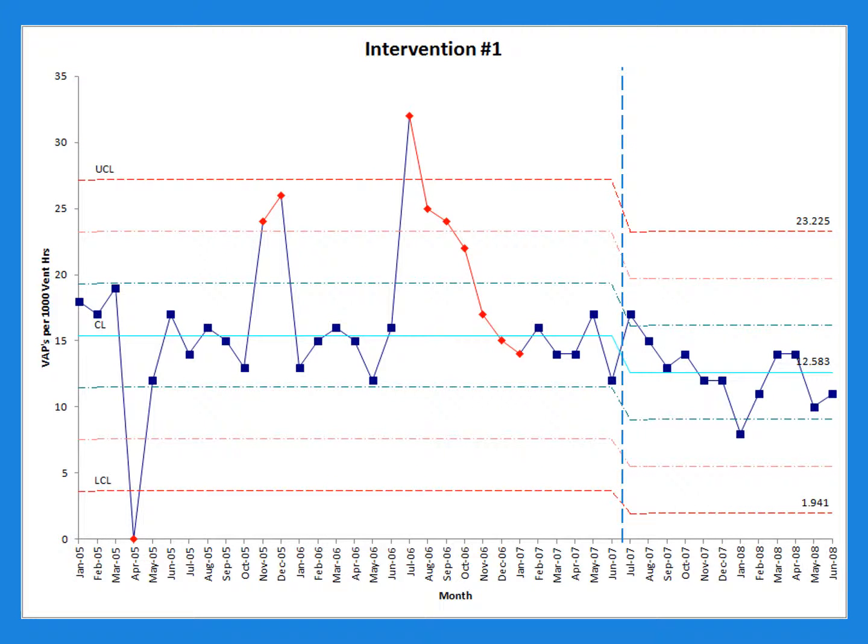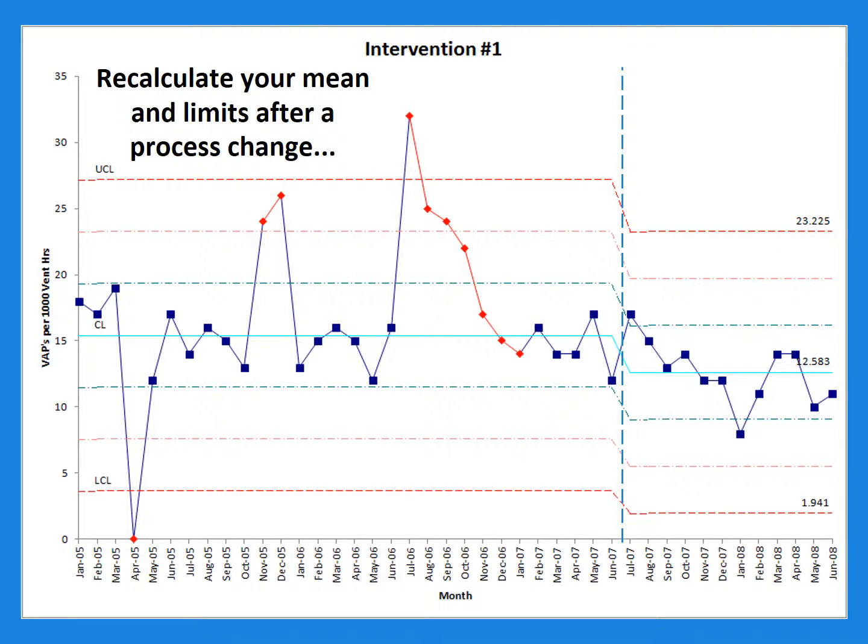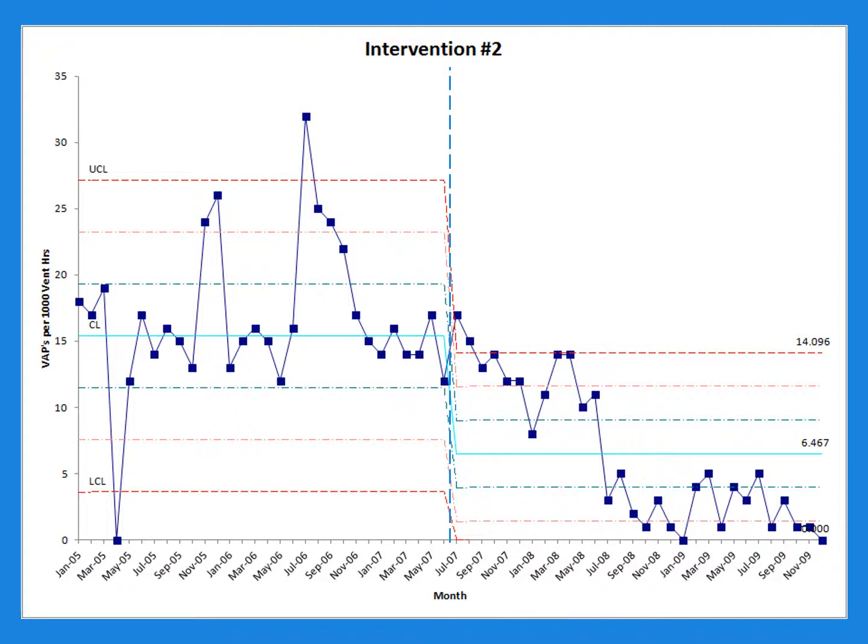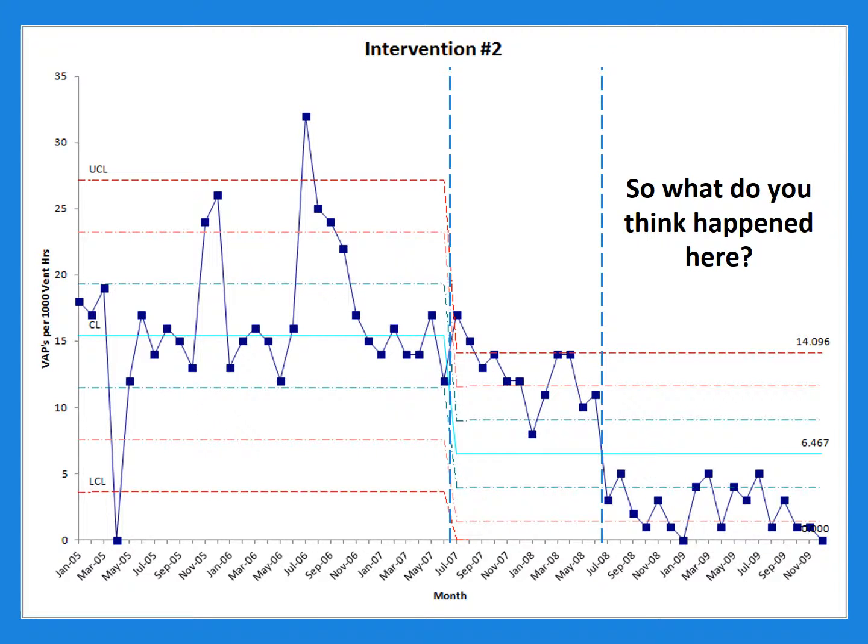When the team did that for the data after this intervention, they recalculated their mean and their upper and lower control limits. And now you can see that that new data is also in statistical control. I've now added another year's worth of data to the control chart for this project. Can you see any place in this control chart where something looks funny? You're probably seeing right here. What do you think happened here?